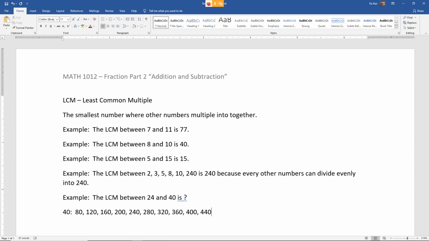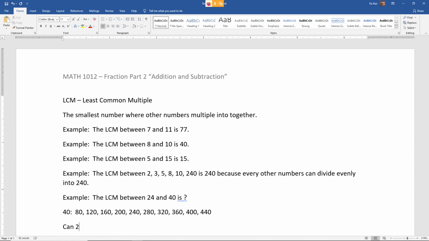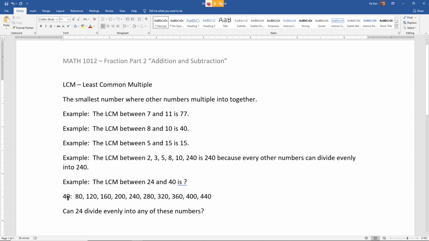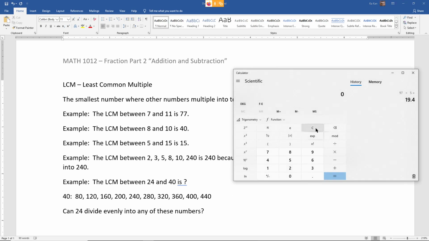Now, my next question is, can 24 divide evenly into any of these numbers? Now notice I used a big number. 40 is the bigger number, so I just list them all down, and then I look at 24. Can 24 go into any of these numbers? And don't be shy about using a calculator, because you're not supposed to do this in your head. So I would just go with, say, 80. 80 divided by 24 doesn't work.